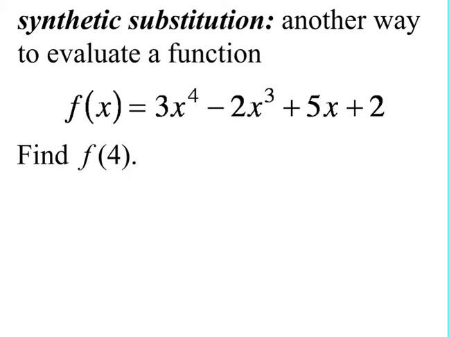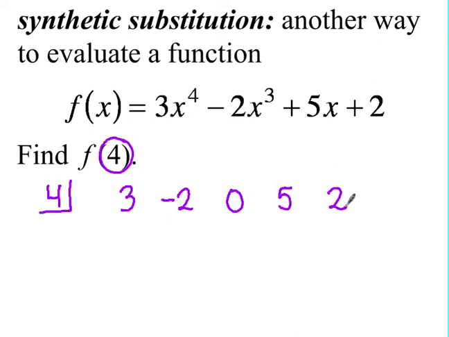Synthetic substitution is exactly the same thing as synthetic division, except now we're just using a number. Instead of dividing by something like x plus 2 or x minus 1, we're now just going to use this number 4. With synthetic division, I started with the number and put it to the left. Then in the line at the top I put the coefficients. So in this case, I'm going to put 3, negative 2, 0, 5, and 2.